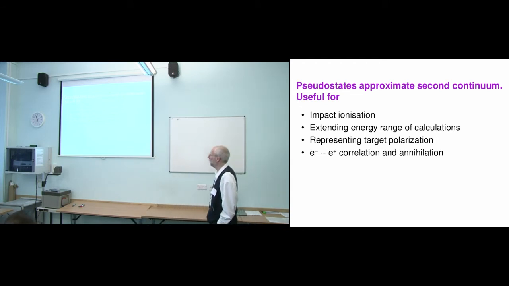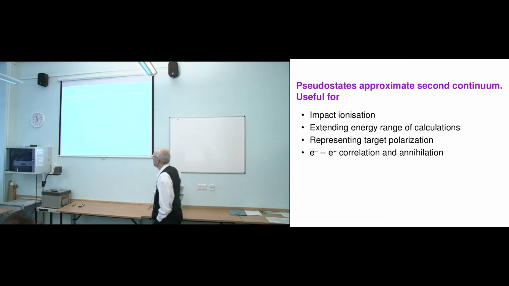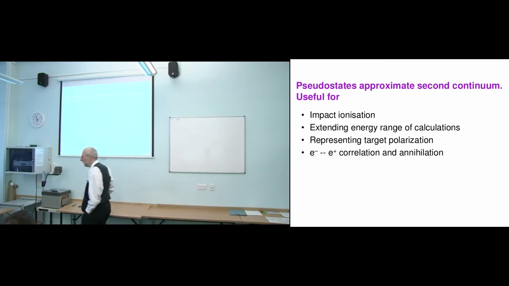The real thing which makes this method, I think, particularly powerful is that it gives you a very good representation of the target polarization. And all scattering methods struggle with that, really getting the detailed physics right. And for positron physics in particular, they allow the electron-positron correlation and annihilation to be treated correctly. And the two are related. That's really a polarization effect.